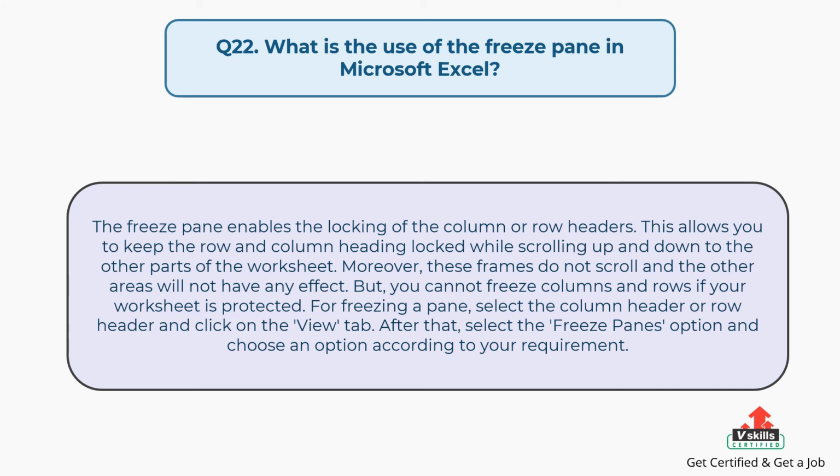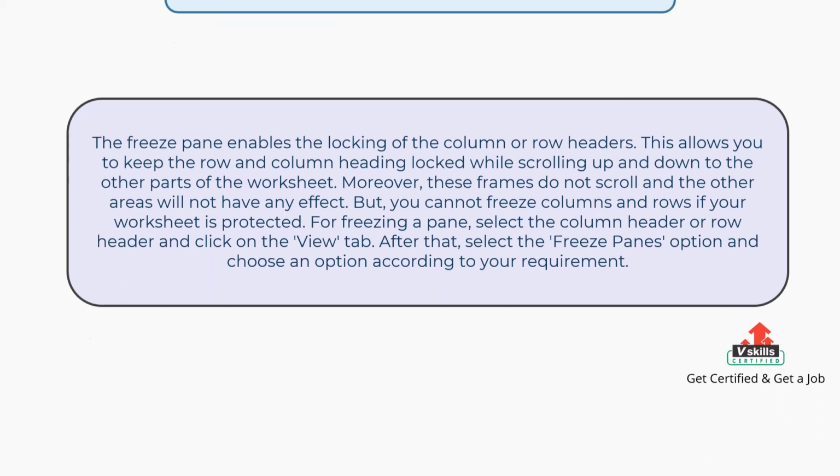For freezing a pane, select the column header or row header and click on the View tab. After that, select the Freeze Panes option and choose an option according to your requirement.